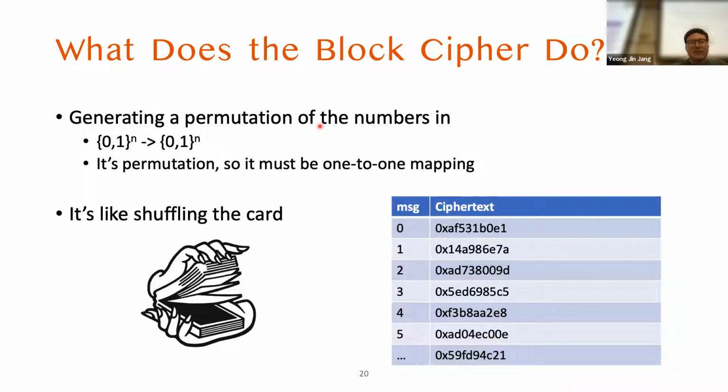mapping. So for example, if we shuffle the bit space with the block cipher and the key, then if we supply 0, it could be mapped into some totally random-looking number like this. 1 could be mapped to this kind of thing. But this kind of permutation is determined by the key. So selecting the key is like shuffling the cards.